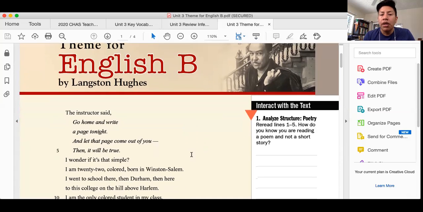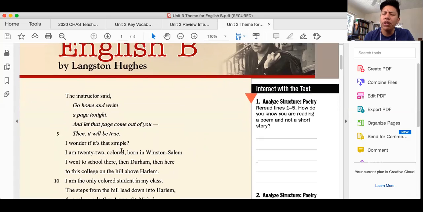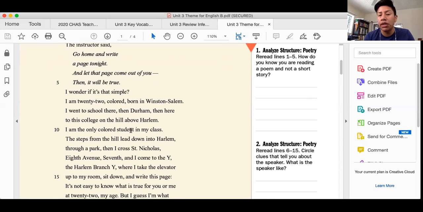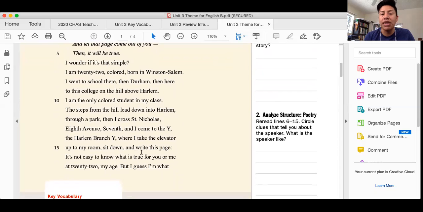Okay. The instructor said, go home and write a page tonight, and let that page come out of you. Then it will be true. I wonder if it's that simple. I am 22, colored, born in Winston-Salem. I went to school there, then Durham, then here to this college on the hill above Harlem. I am the only colored student in my class. The steps from the hill lead down into Harlem, through a park, then I cross St. Nicholas, 8th Avenue, 7th, and I come to the Y, the Harlem Branch Y, where I take the elevator up to my room, sit down, and write this page.